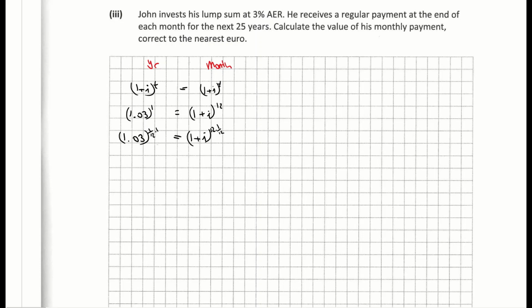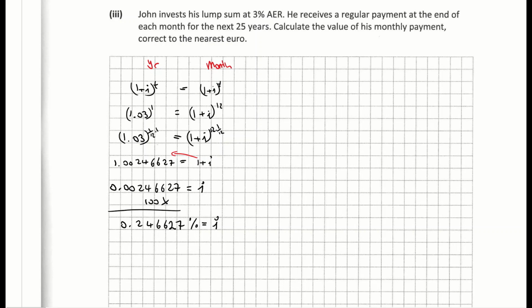So they're powers, just to be clear. 1.03 to the power of 1/12 becomes 1.0024667 is equal to 1 plus i. And if I subtract 1 from both sides or move that 1 over and take it away, I get 0.0024667 is equal to i. You can multiply that by 100 if you want to turn it into a percentage, and you get 0.24667% for John's interest rate per month.